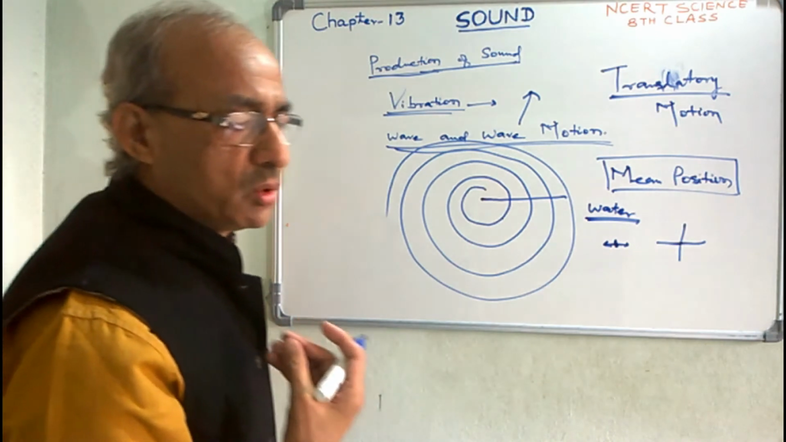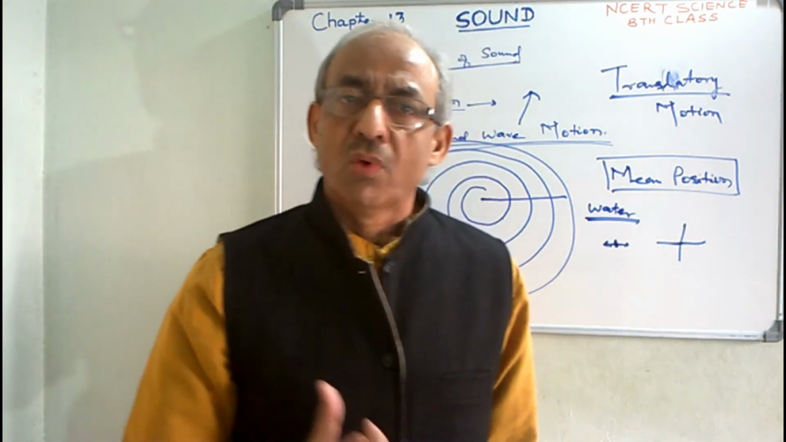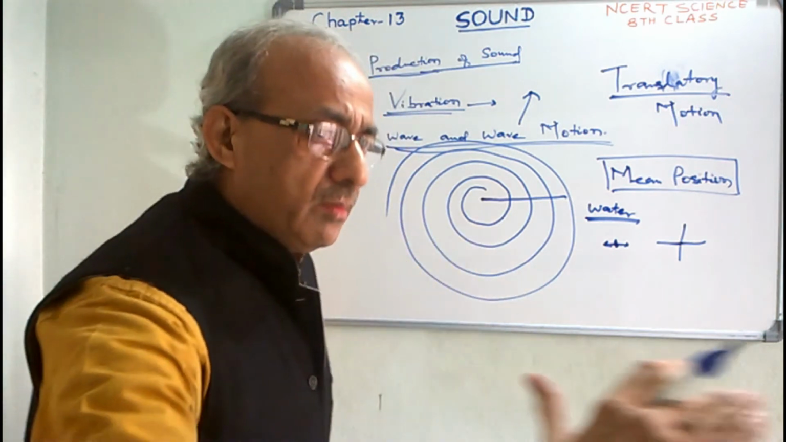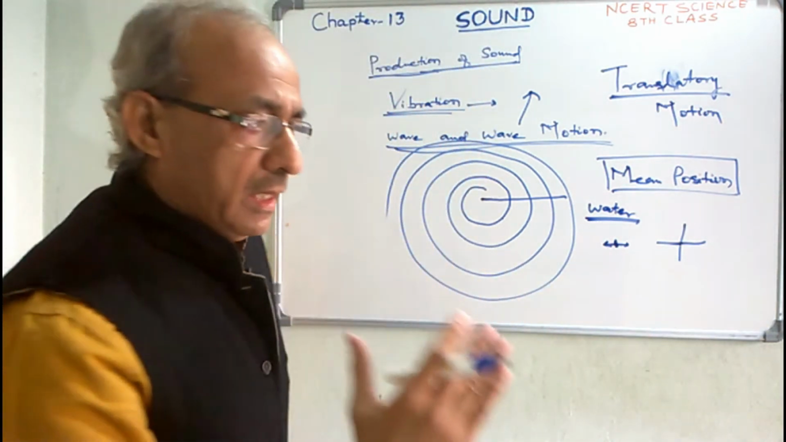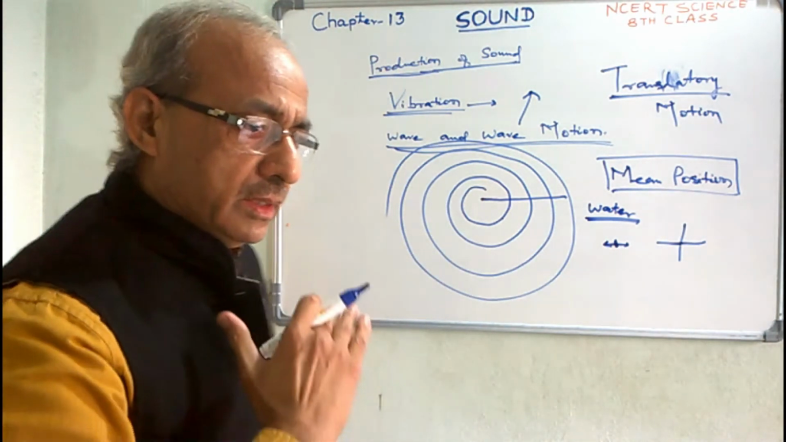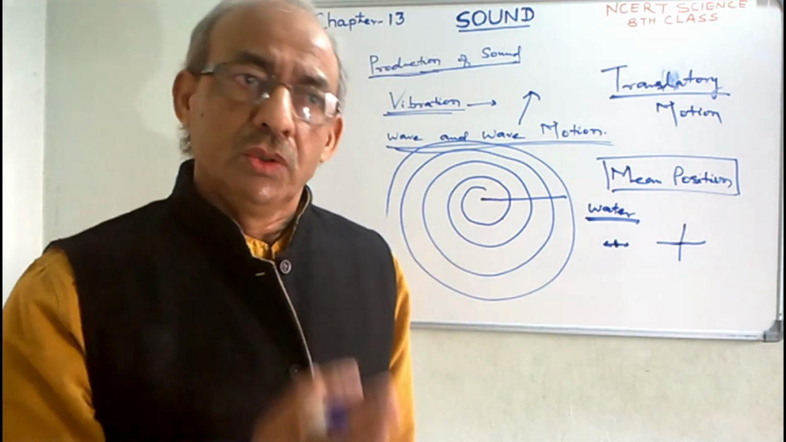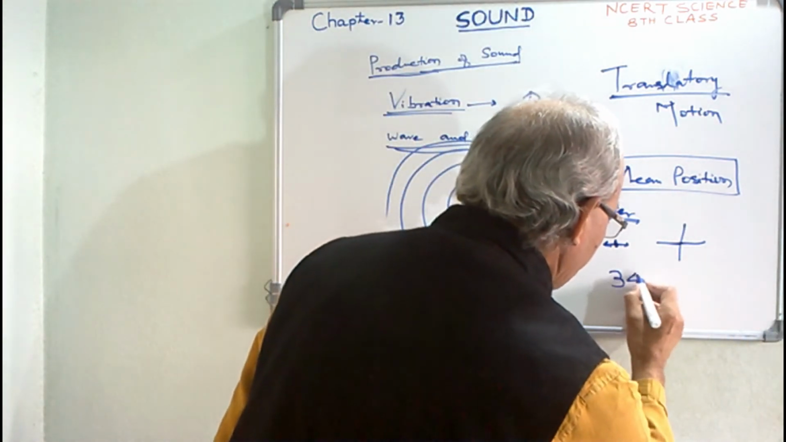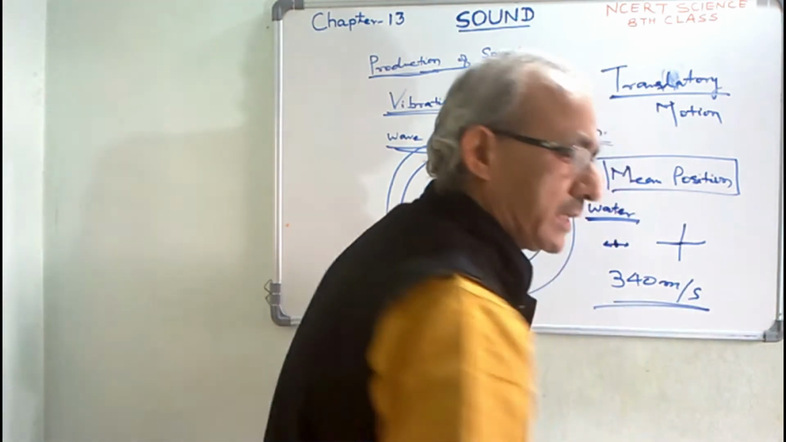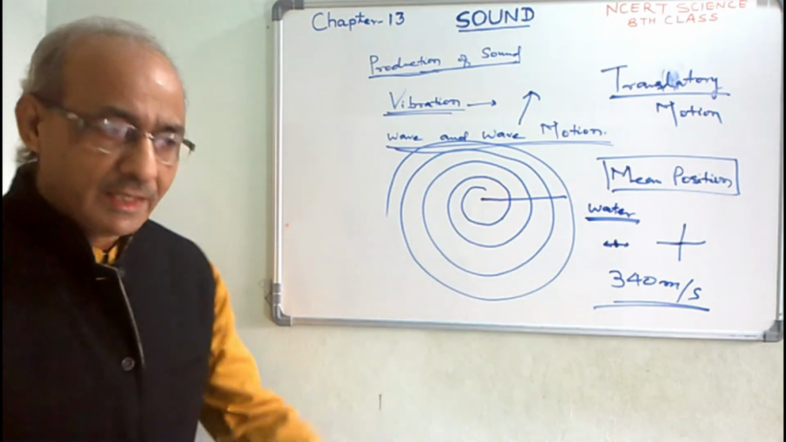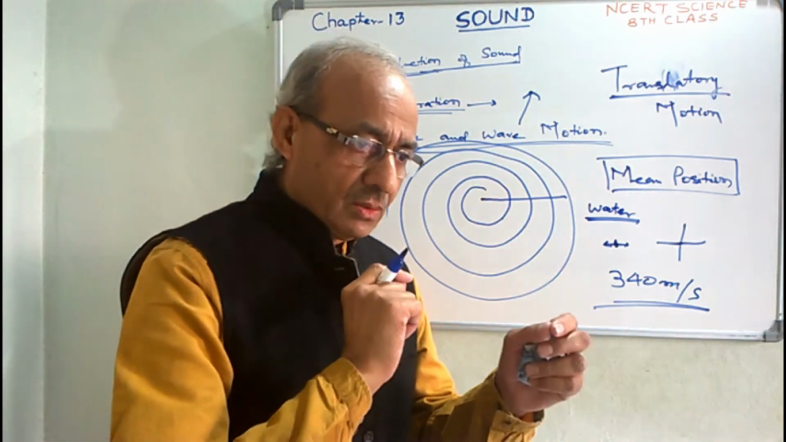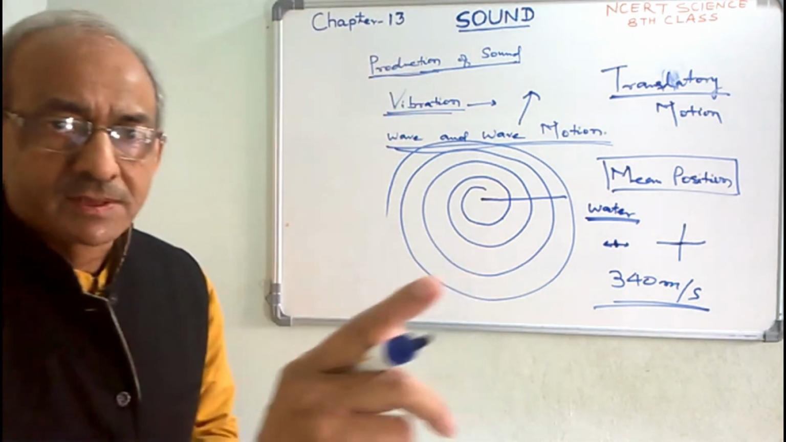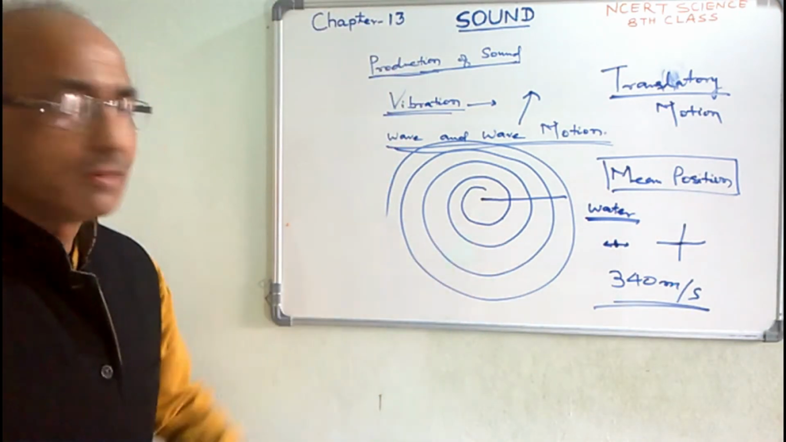Suppose you are speaking in one corner of the room, the voice comes in the other corners through the medium. Medium is air. But here you should know that air does not move. Your voice is reaching from one corner to the other corner at a speed of 340 meters per second. But at this speed, the air of the room is not moving. Only your voice, in the form of sound waves, is propagating, just like the wave of the water.